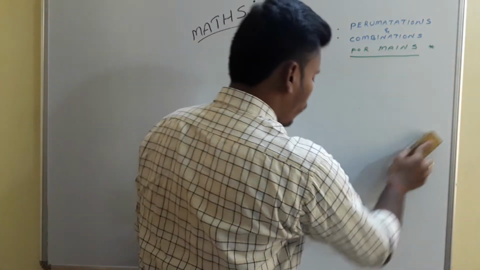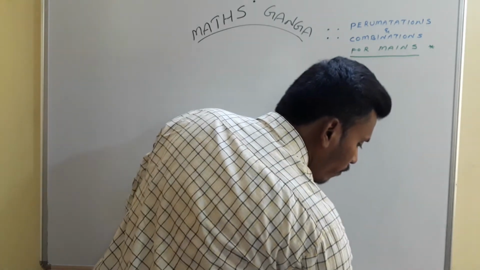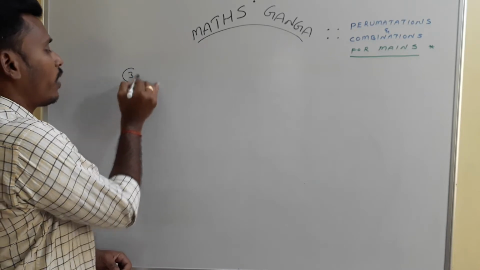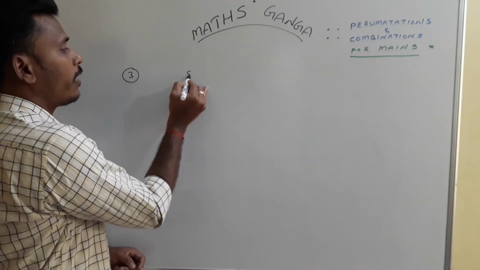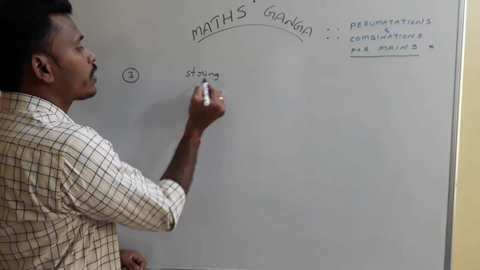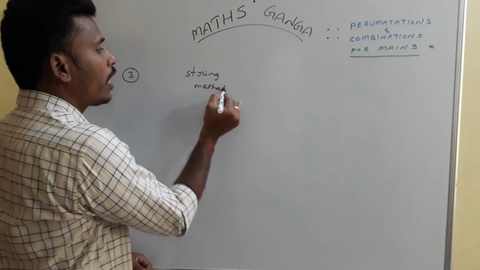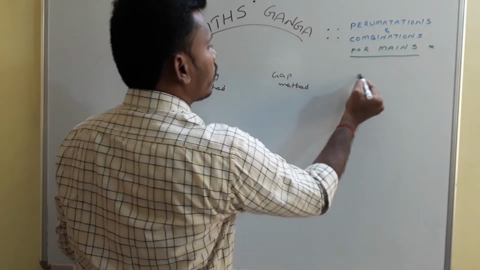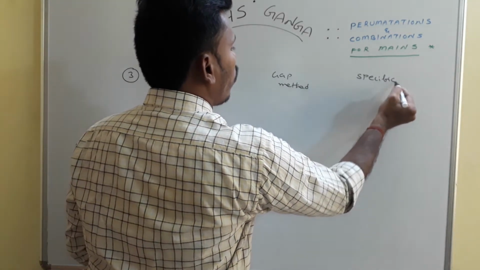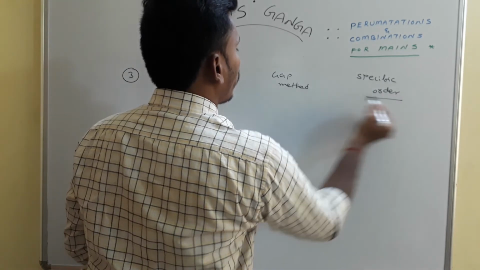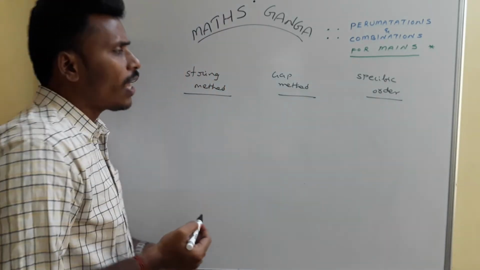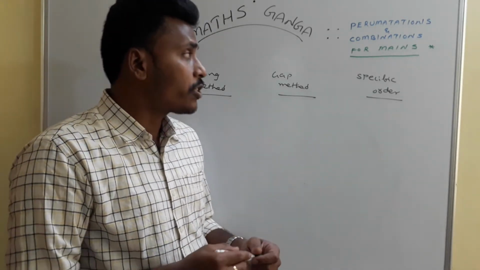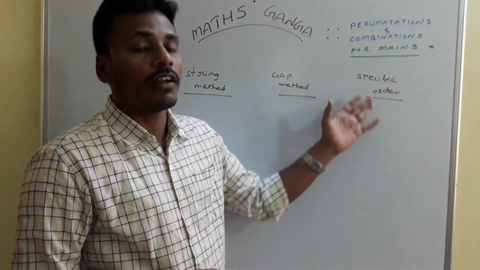Along with these 5 basic logics, we have certain types of problems to solve. Among those problems, we will use the string method for certain problems, and the gap method for certain problems, and there are certain problems in which we need to arrange objects in only a specific order. There is no other choice. We don't have any choice to arrange irregularly, but a specific order is mentioned in the problem. According to that specific order, we need to arrange.